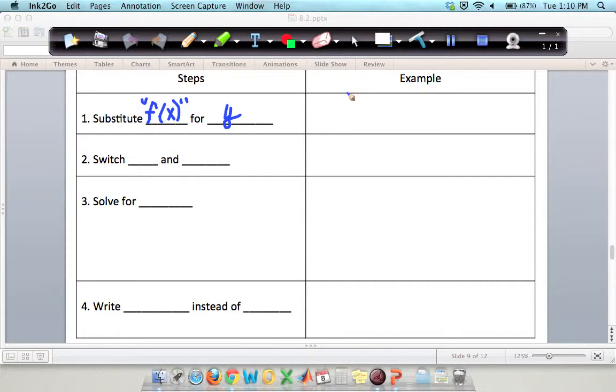I'm sorry, I said that backwards. So we want to replace f of x with y. Okay, so substitute y for f of x or g of x or whatever you have. Instead of f of x, write y, is basically what you're doing. So I'm going to write y equals the square root of 3x minus 5.